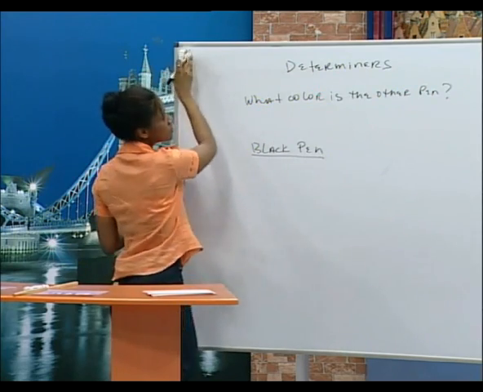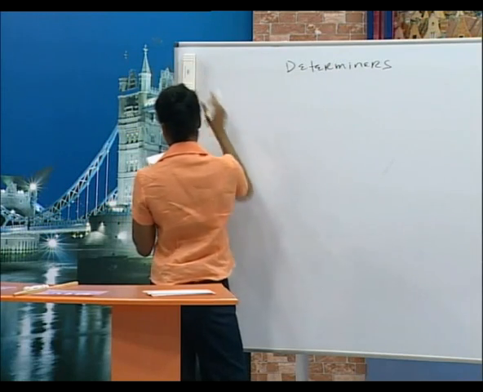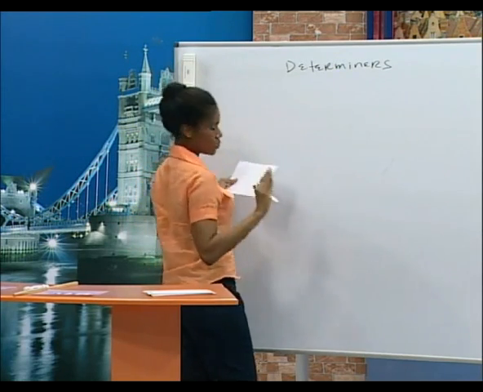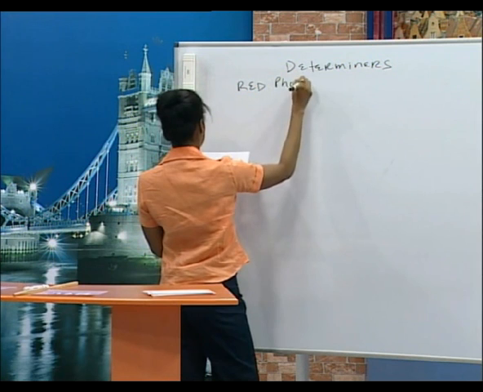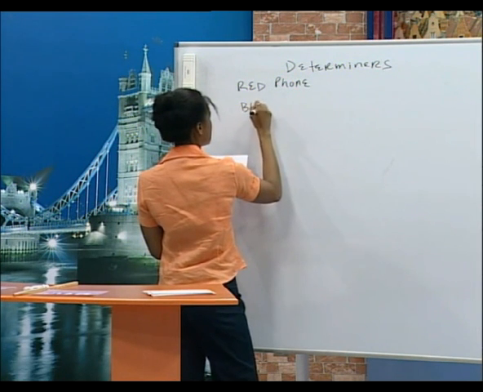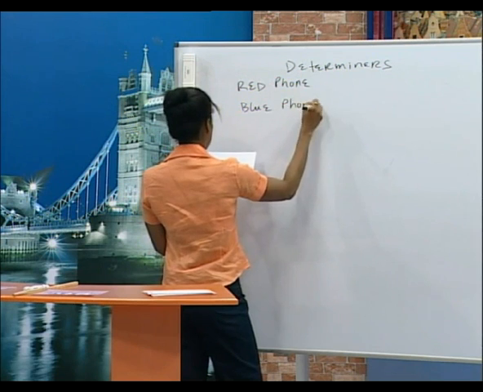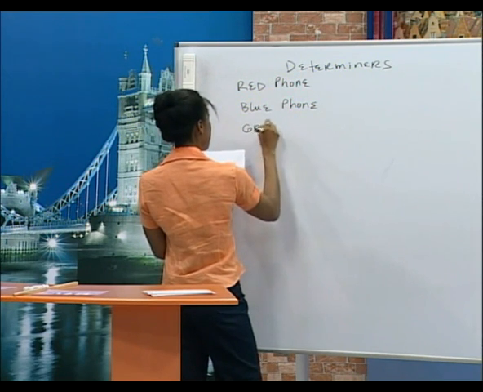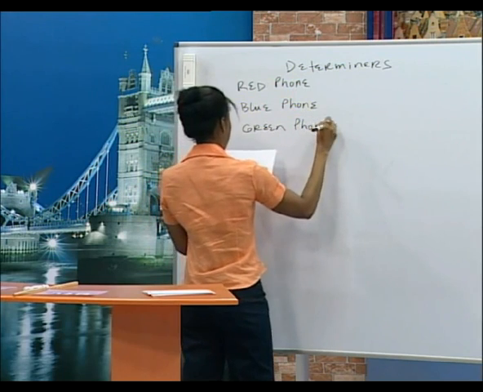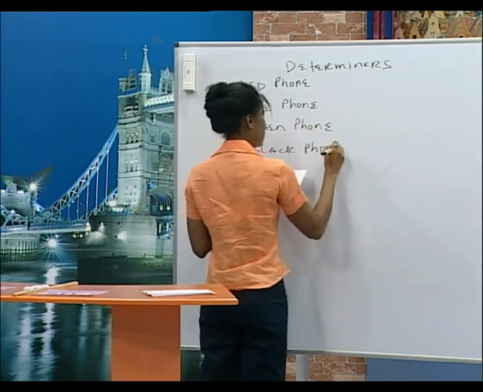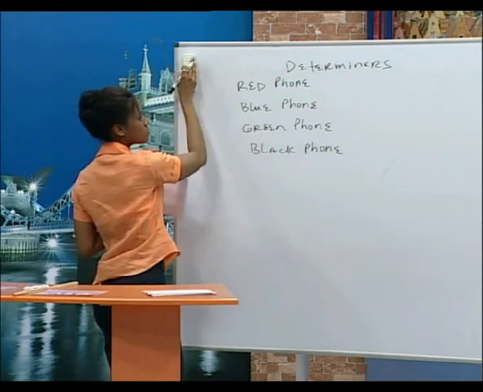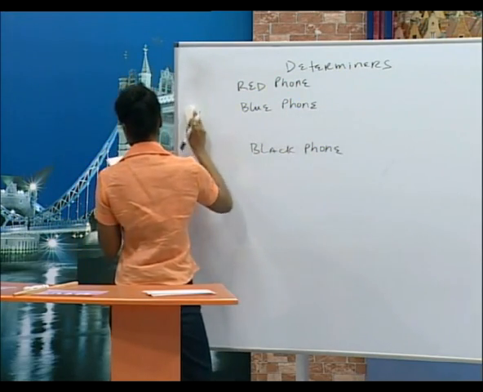Okay, Sylvia, back to you. This time we have what? Phones, four phones on the table. So we have a red phone, a blue phone, okay, another phone is green, and the other phone is black. Okay, Sylvia, take one phone. I took the green phone. Green phone, okay.